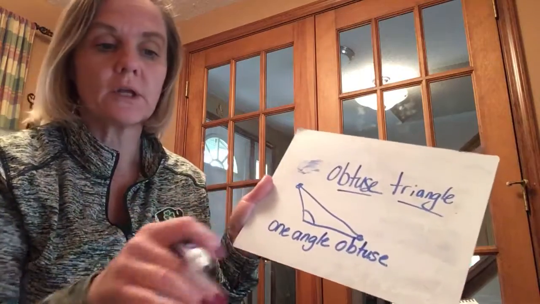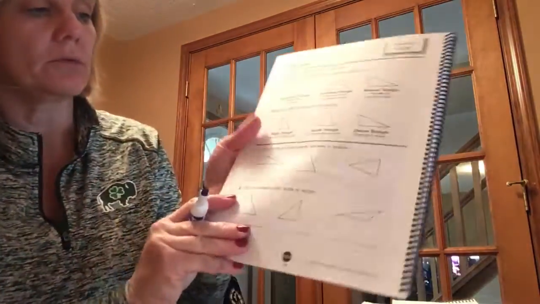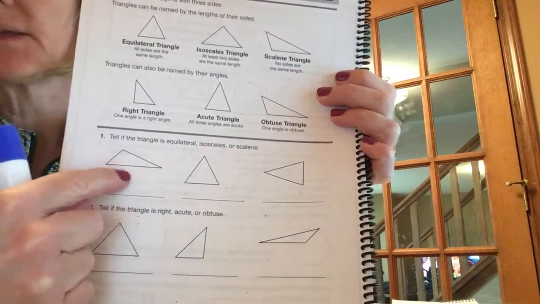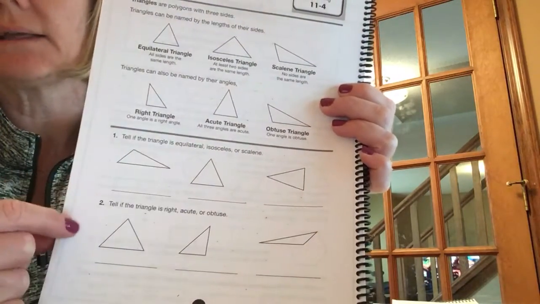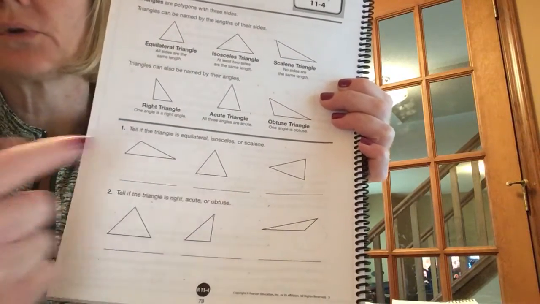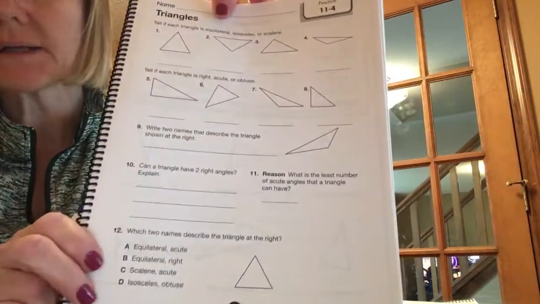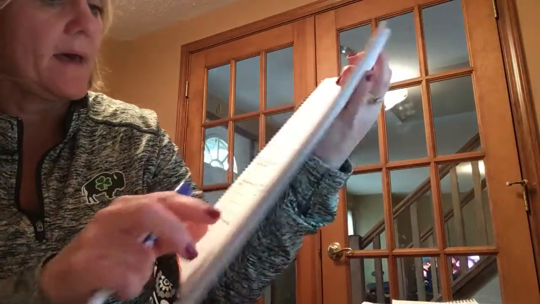Make sure you're looking in your book. And then all they want you to do is, and they tell you right here, just make sure you're reading the directions. This one, these three, they want you to either label equilateral, isosceles, or scalene. And then these here, they want you to tell you the right, acute, or obtuse. And then they ask you the same thing on the practice page. Okay. And then they ask you a few more questions.